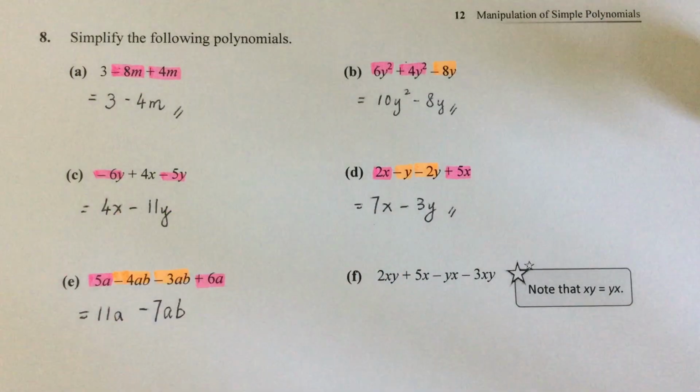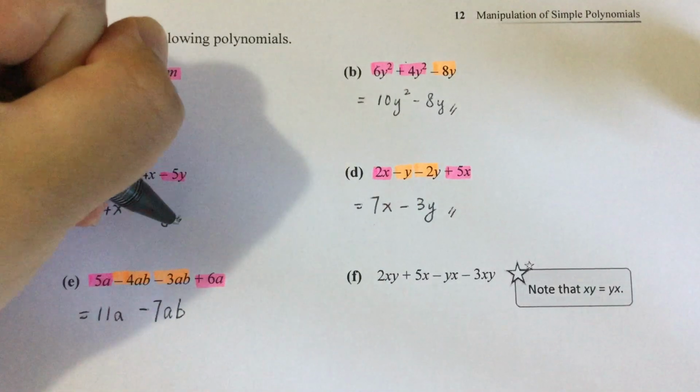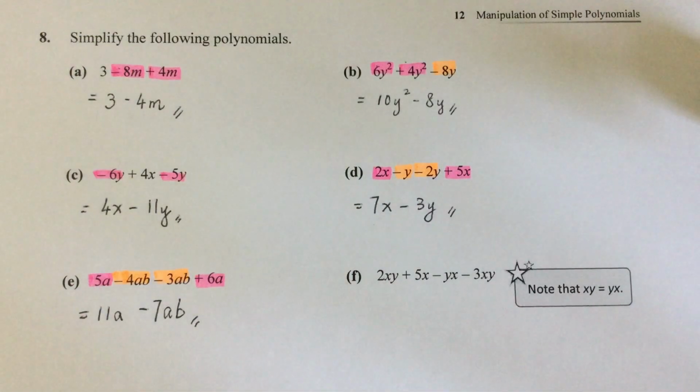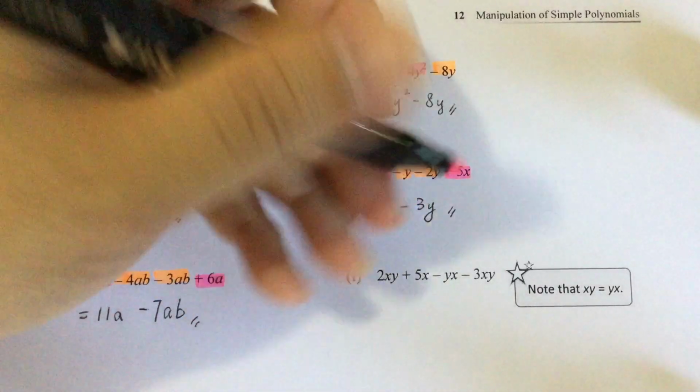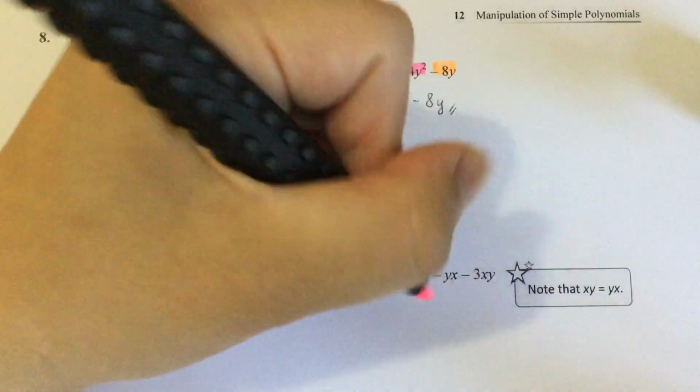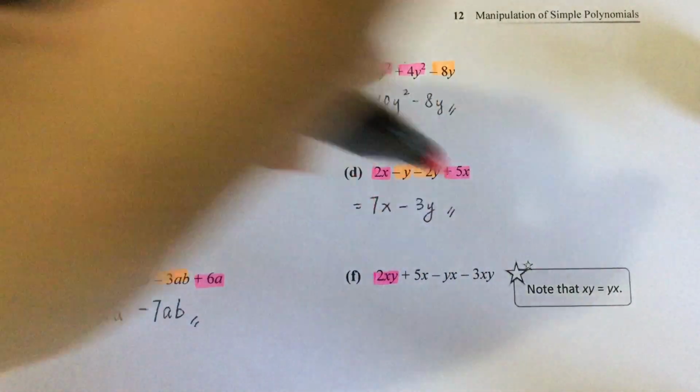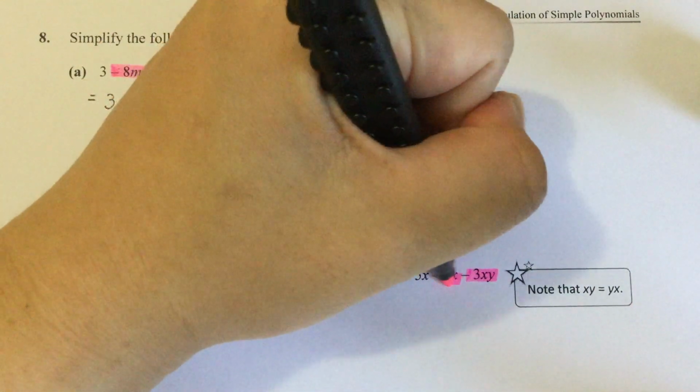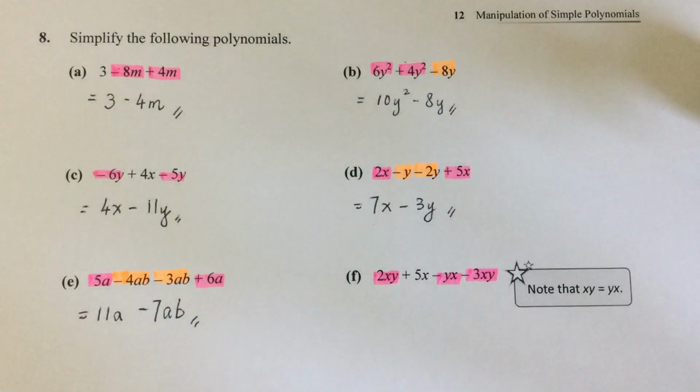And then we will go to F. Okay, we finished this one. I'm sorry about that. We must write down the finishing symbol. Now this one is 2xy, negative 3xy, and negative yx. They are the same, so these three will be one like term.